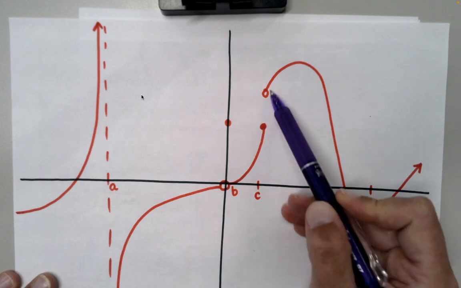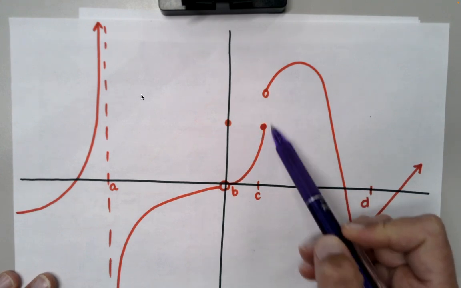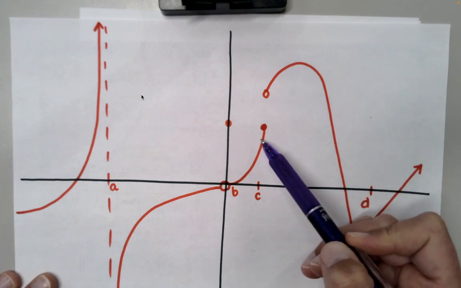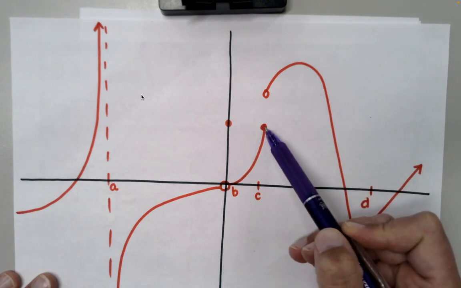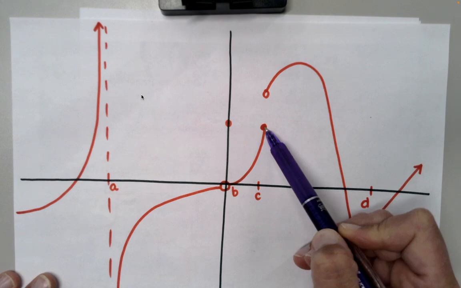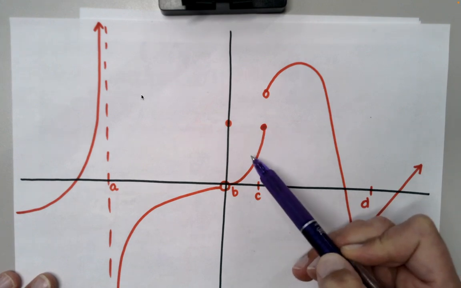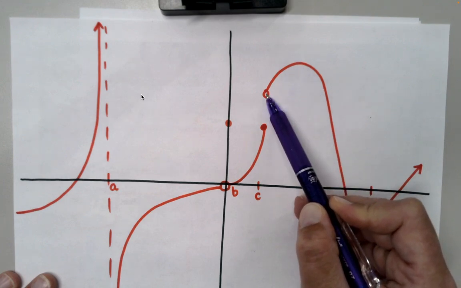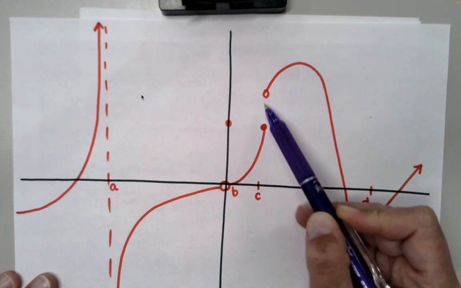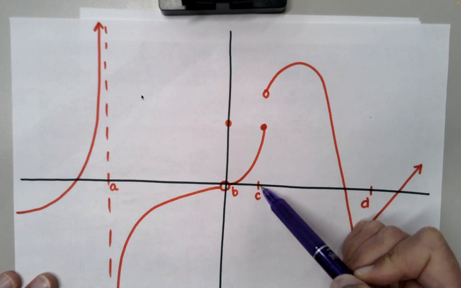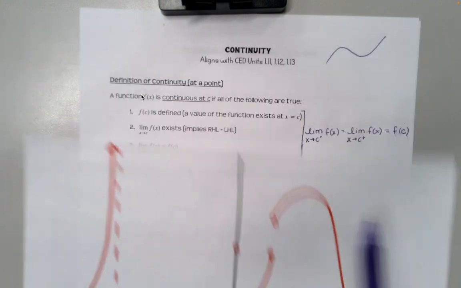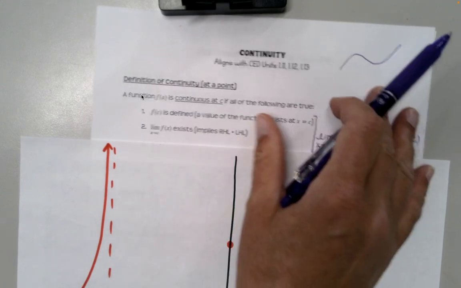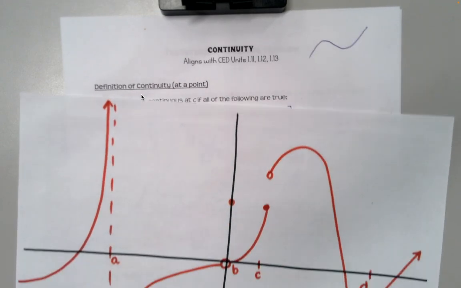Point C, we have a break in the graph. This is not continuous. The question is why? Well, F of C exists, it's this point right here. But the next thing is I need a limit. And if I take the limit from the left and the limit from the right, those are landing in two different places. So this does not have a limit at C. So I don't have my limit. That's an example of item number 2 failing, okay? We don't have item number 2 be true.